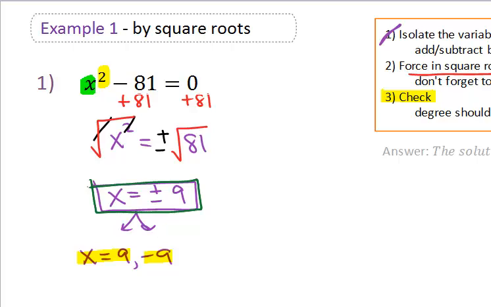Now that's where I'm going to stop this video. I'm going to do a second video here in a moment, and that is going to be showing you 3 more examples of solving using the square root method.